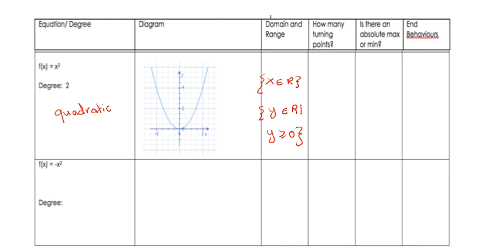And why is it opening up? The leading coefficient is 1. Is there an absolute max or an absolute what? Min. And then what's your end behavior? As x approaches negative infinity, what does y approach? Infinity. And as x approaches infinity, y approaches infinity.